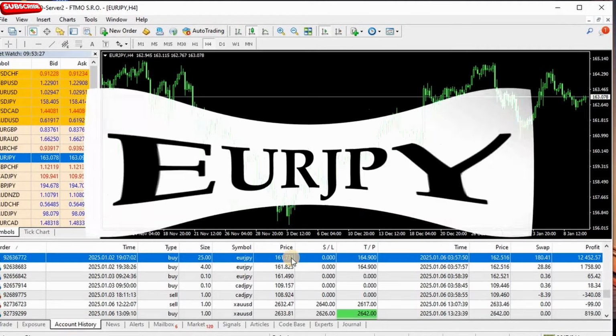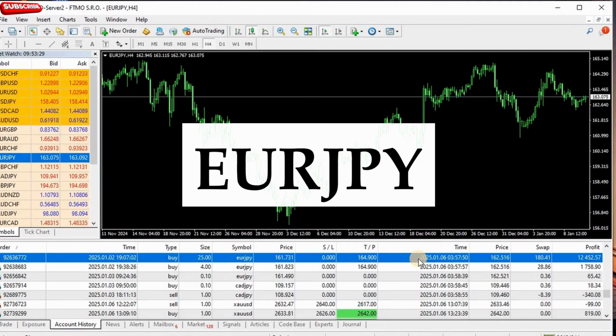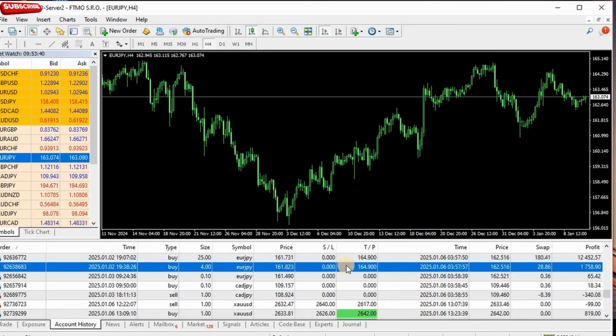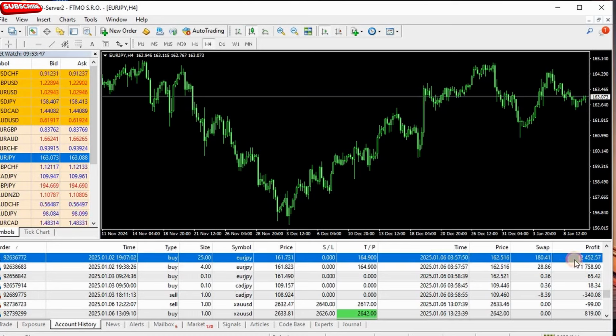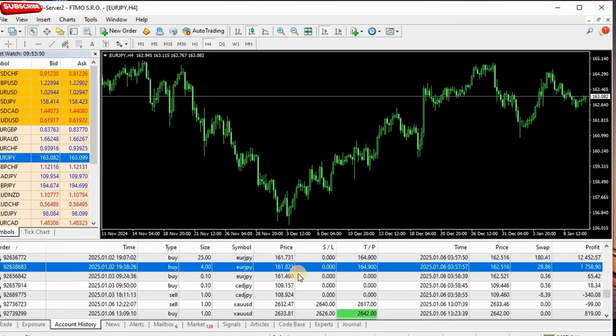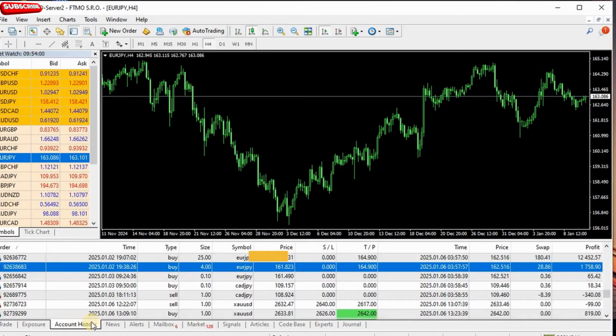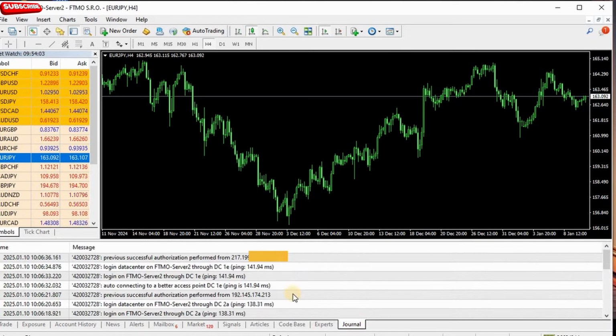This was the trade. It was a EURJPY trade. It was 25 lots. I'll explain why. It took 25 lots, and then I took a second position on it when the market retraced. So you can see the result. It was 12,000 and 1,700. You can see this, the account is a 100k account. It's already sitting at $18,000 profits. Yeah, so this is an FTMO account.